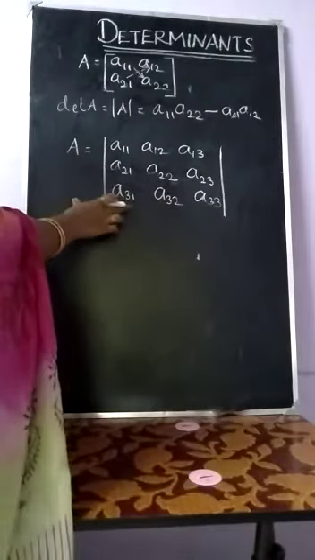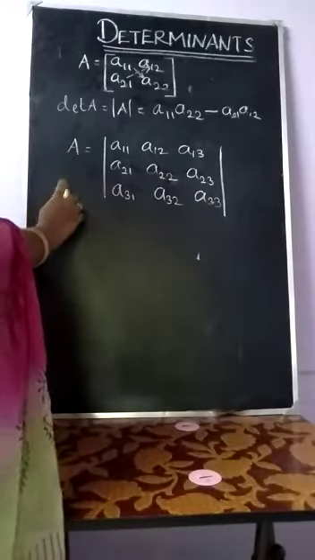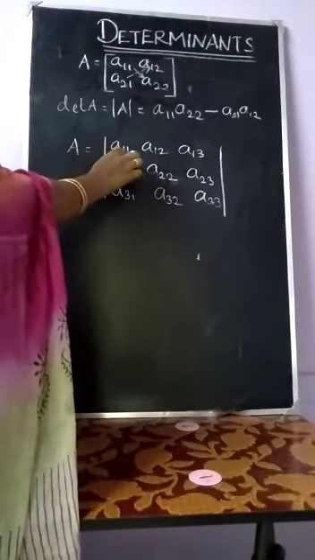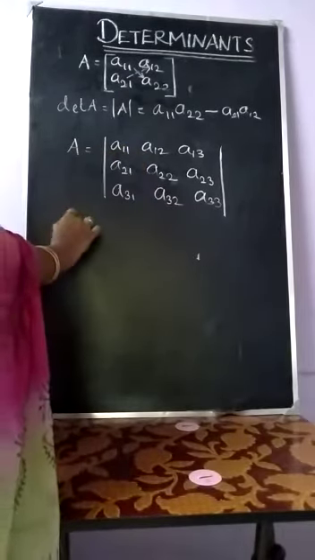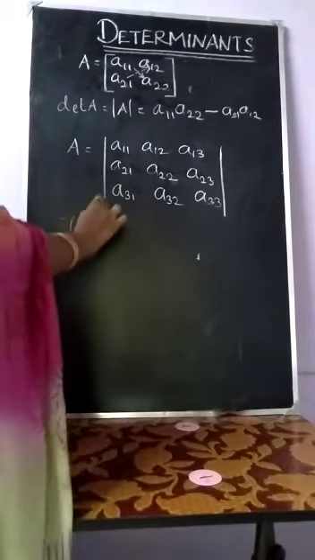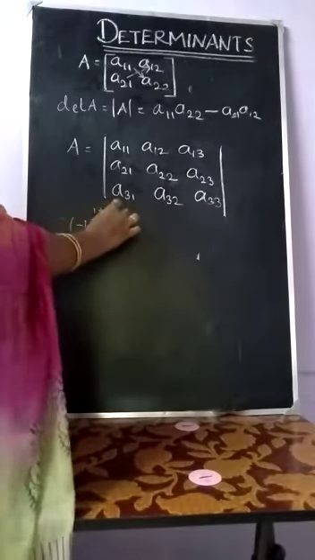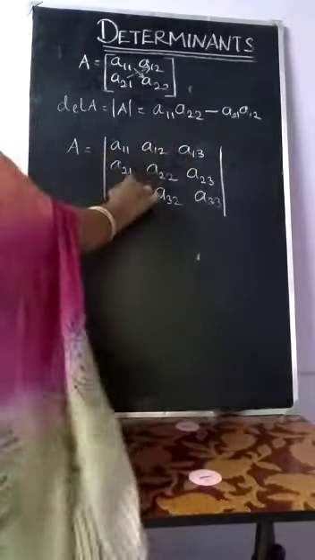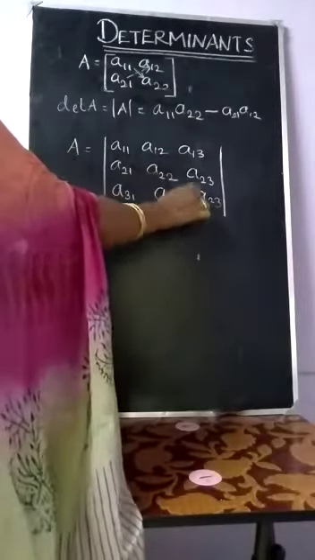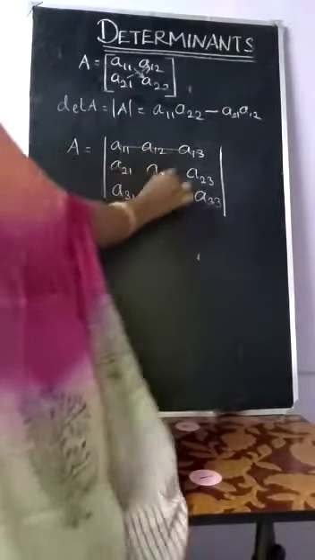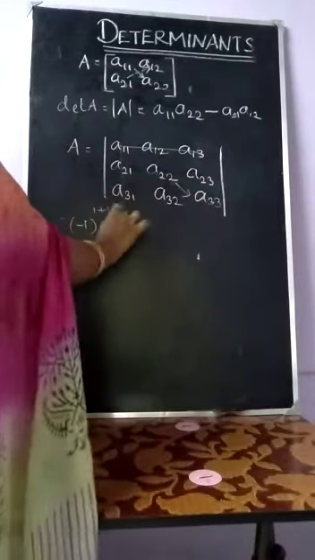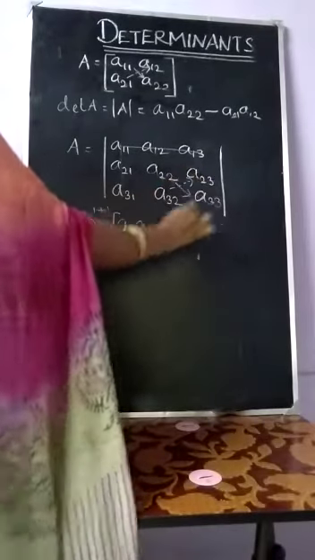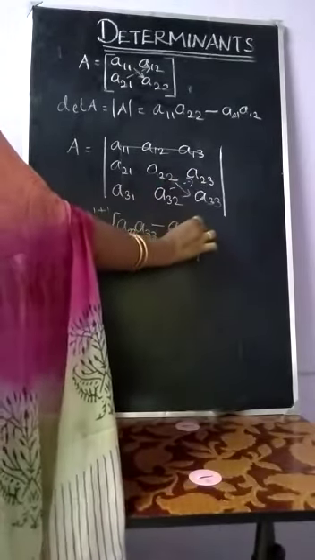First, expansion along the first row R1. How can we expand it? A11 lies in R1 and C1, that is row 1 and column 1 only. So we have to write minus 1 the whole power 1 plus 1. We have to eliminate the first row values and the first column values, so we take the balance four values. The balance values are A22 into A33 minus, again, A32 into A23.